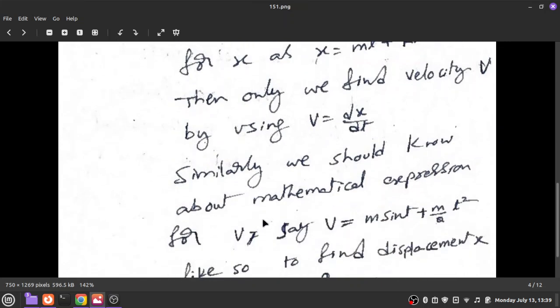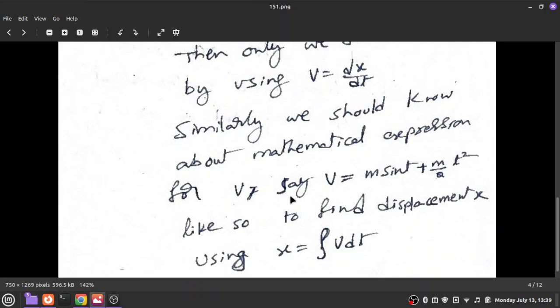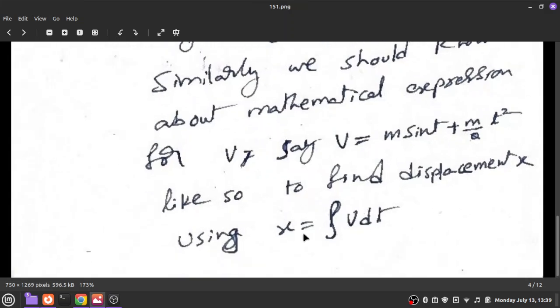Similarly, we should know the mathematical expression for v, say v = m sin t + (m/q) t square, etc., to find displacement x using x = integral of v dt. Suppose you want to use x = integral of v dt, you should have a mathematical expression for velocity like v = m sin t + (m/q) t square. m and q are constant but time is variable. The velocity should be a function of time, and several mathematical functions will enter. You need such expressions to evaluate x = integral of v dt.